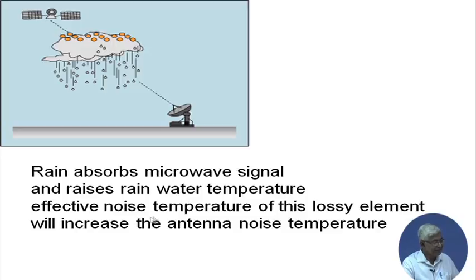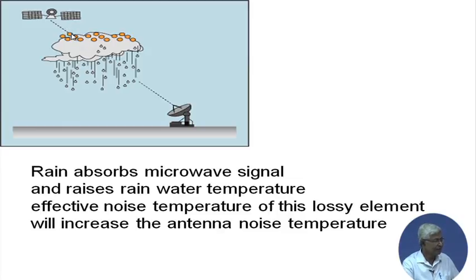You can say the effective noise temperature of this lossy medium, because it is an absorbing thing. So, it is a lossy medium. So, this lossy element's effective noise temperature has increased. That means the receive antenna temperature, which was looking at clear sky only and getting the brightness noise or background noise from the clear sky, now has something else added in addition to that.